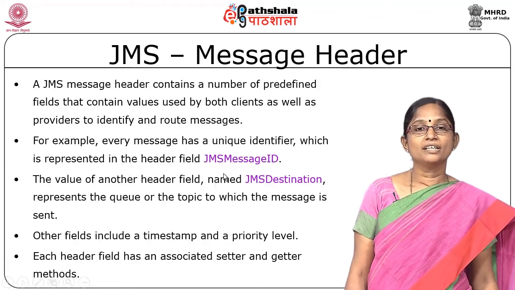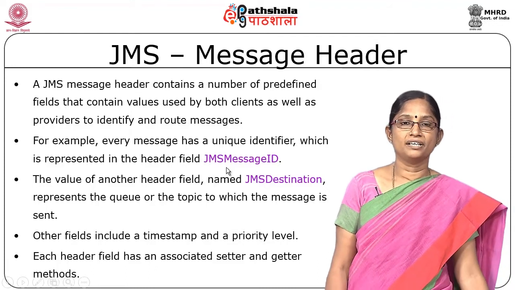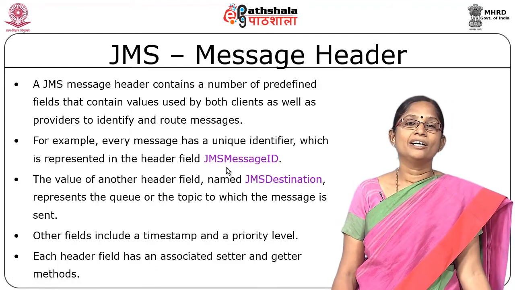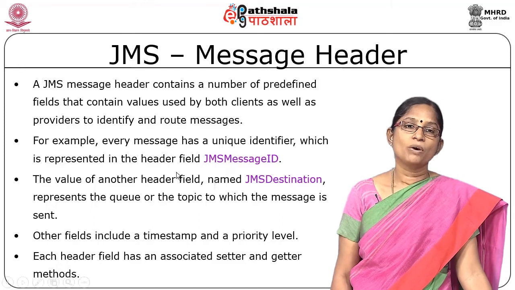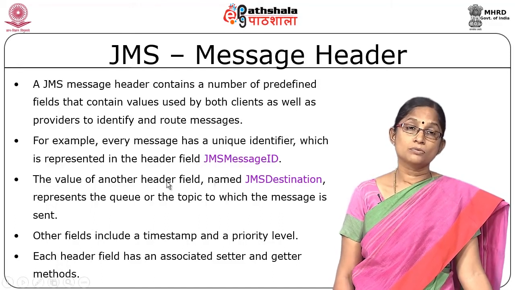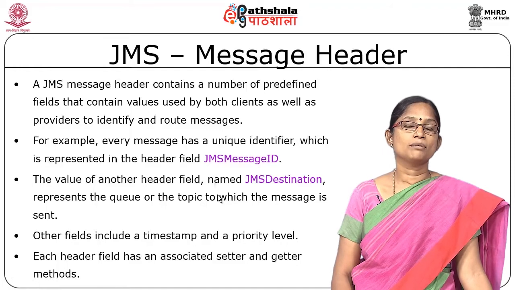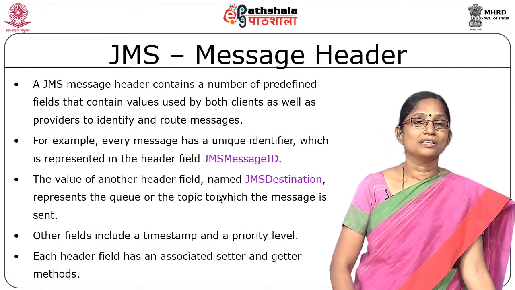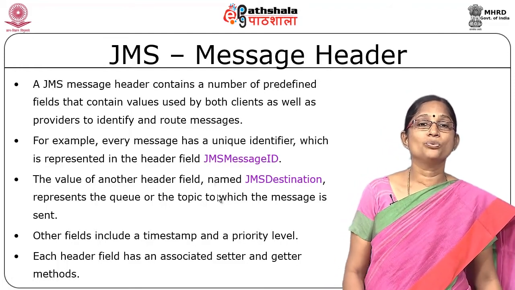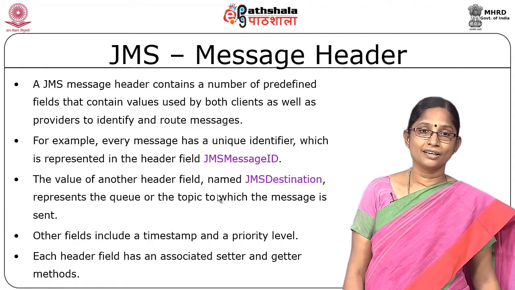This is one of the header fields, which is called the unique identifier, called by the name message ID. There is one more header field, which is called JMS destination. This JMS destination represents which queue or topic the message has to be sent to. So, the destination is going to have which queue or topic the message is targeted to.